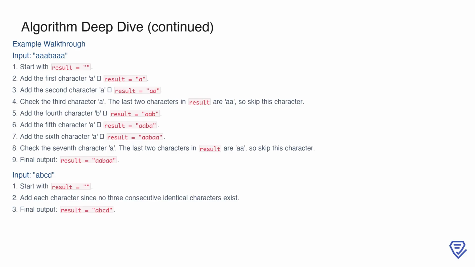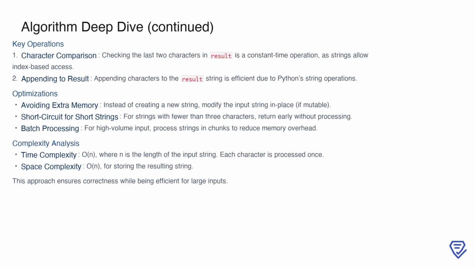For a simpler input like ABCD, we add each character directly since no three consecutive characters are identical. The output remains ABCD, unchanged from the input. The key operations in this algorithm involve comparing characters and appending them to the result string. Checking the last two characters in result is a constant-time operation, as Python strings allow efficient index-based access. Appending characters to the string is also efficient, ensuring smooth performance.